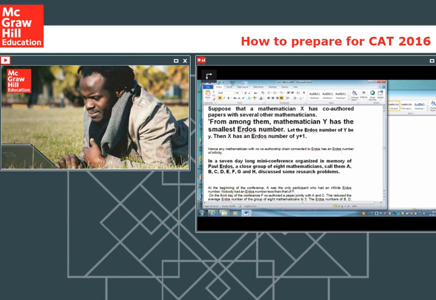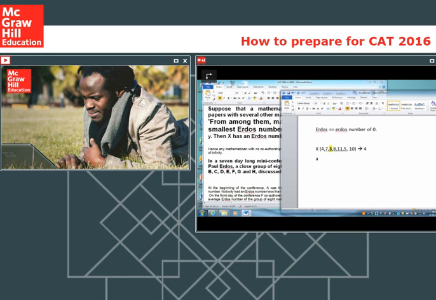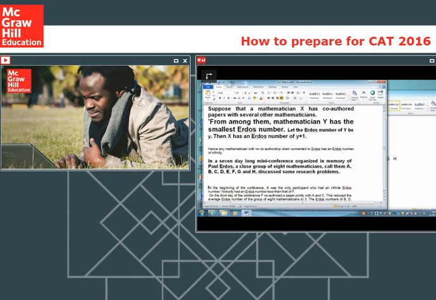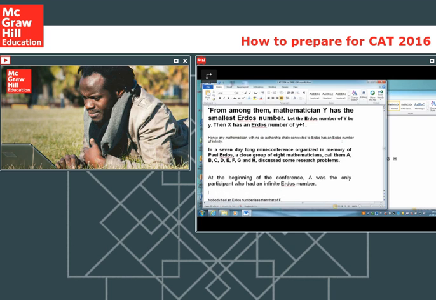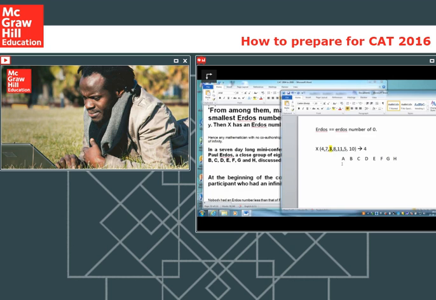In a 7-day long mini conference organized in memory of Paul ERDOS, a close group of 8 mathematicians called them A, B, C, D, E, F, G, H discussed some research problems. So the reaction to this statement is that we'll say that okay, we have A, B, C, D, E, F, G and H. These are the 8 guys who were there for that conference. At the beginning of the conference, now we keep reading statement by statement. Every time there's a trigger in a statement that is asking us to do something, we'll do that in the list. At the beginning of the conference, A was the only participant who had an ERDOS number of infinity.